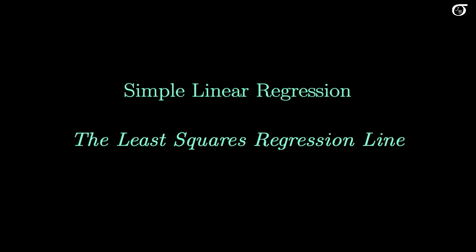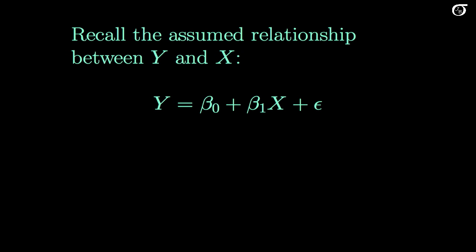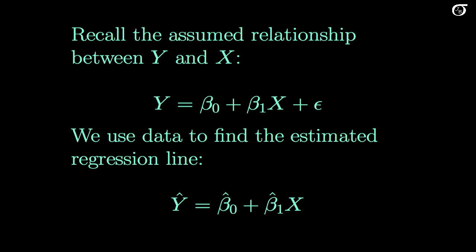Let's talk a little about simple linear regression and specifically the least squares regression line. If you recall our assumed relationship between y and x in simple linear regression, that y is equal to beta naught plus beta 1 x plus epsilon. Now, beta naught and beta 1 are the parameters of our model here, but we do not know what their values are, as is usual for parameters in statistics, and so we want to estimate them. And so we use sample data to find our estimated regression line.